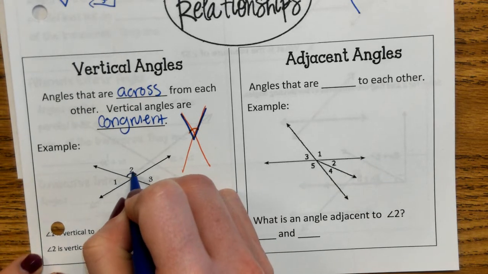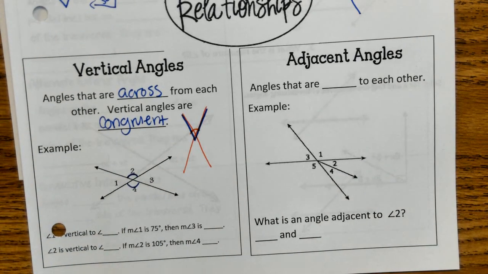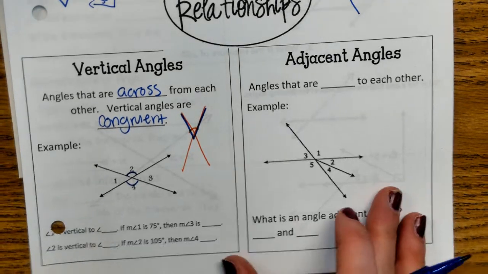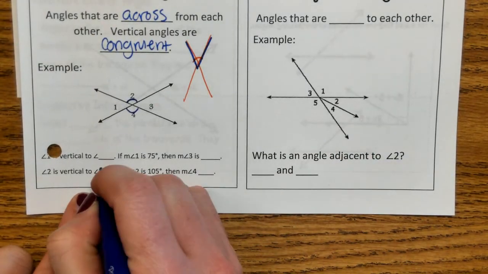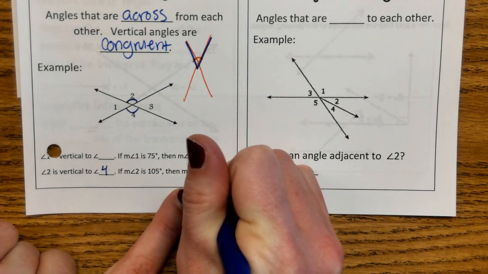But 2 and 4 are across from each other. It's two lines that intersect. Those intersecting lines make 4 angles. So the pairs that are across from each other are what's vertical. So 2 and 4 is vertical. If 2 is 105, then 4 is also 105.